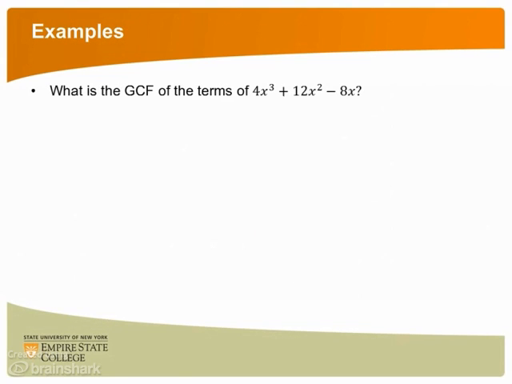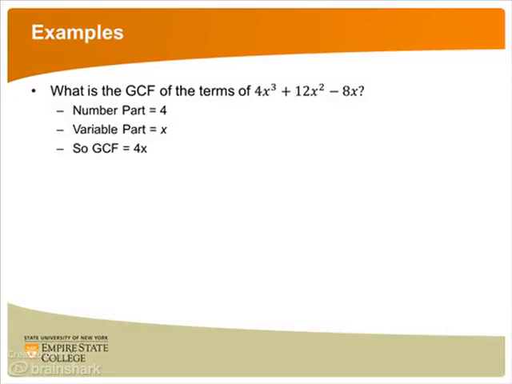Suppose we wanted to find the greatest common factor for the terms of the polynomial 4x to the third plus 12x squared minus 8x. First, we want to find the numerical part. If we look at all the coefficients, the biggest number that divides nicely into 4, 12, and 8 is 4. Now we look for the variable part. Each term has an x, and the smallest power that we actually see is that plain x, which is really x to the first power. Putting the two parts together, we find the GCF to be 4x.